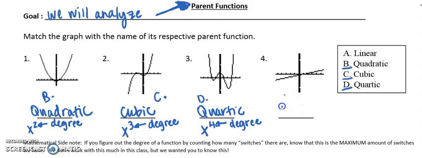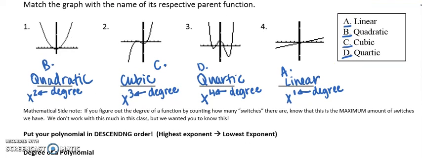And this is one you know from a long time ago. It's linear. Okay, and the highest exponent, or the degree, is going to be 1. So that's an oldie but a goodie. All right, so these are the 4 we're going to talk about.